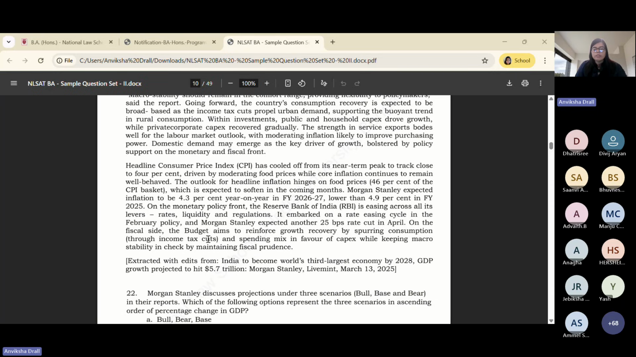On the monetary policy front, the RBI is easing across all its levers: rates, liquidity, and regulations. It embarked on a rate easing cycle in February policy, and Morgan Stanley expected another 25 BPS rate cut in April. On the fiscal side, the budget aims to reinforce growth recovery by spurring consumption and spending mix in favor of capex while keeping macro stability in check by maintaining fiscal prudence.